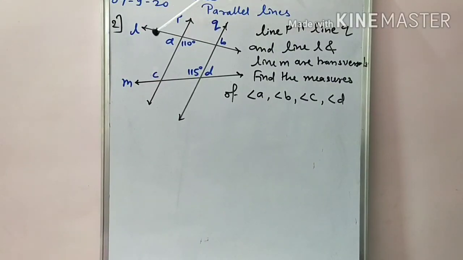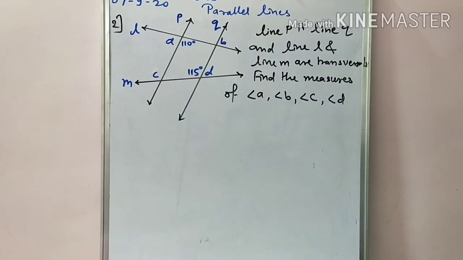In the second example, it is given that line P is parallel to line Q, and lines L and M are transversals, not parallel lines. We have been given some measures of angles here, and using that we have to find the measure of angle A, angle B, angle C and angle D.